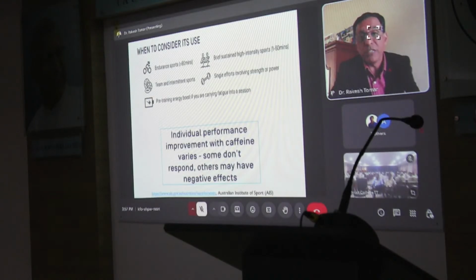Okay, so individual performance improvement with caffeine varies. This is again a catch here. Everybody does not get the same benefit. Some don't respond, others may have negative effects also. So you always have to consider individual differences with your athlete. If you have 10 athletes training with you, you cannot say every one of the 10 athletes will go with caffeine and with the same amount of dose. So first you have to test all these supplements in your training sessions, and then you go with the long-term approach.